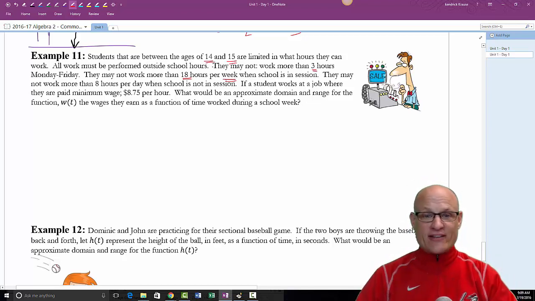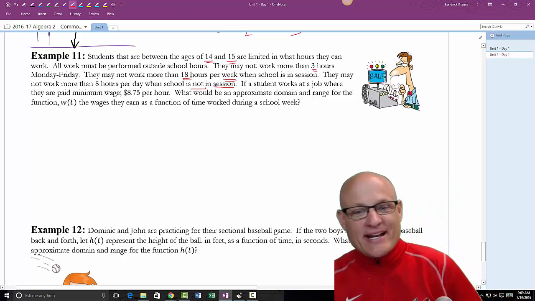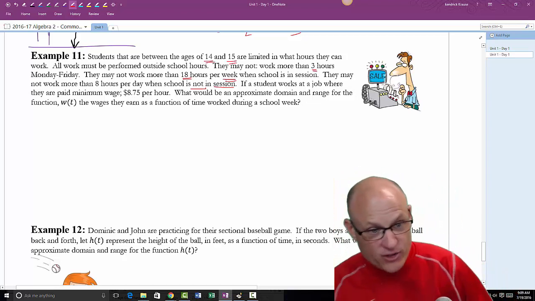That's just the law. That's just what it says, which 18 hours is way too much for a 14 or 15-year-old. You should be working on schoolwork. I know. Anyway, they may not work more than 8 hours per day when school is not in session. So if a student works at a job where they're paid minimum wage of $8.75 per hour, what would be appropriate domain and range for the function W of t?